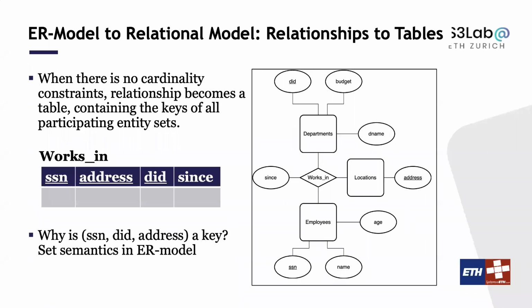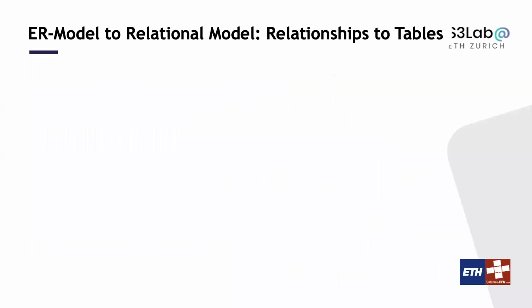So why is this a key? First, it is set semantics, so I cannot have duplicates here. And also, because I do not have cardinality constraints, I'm actually allowing essentially all the possible combinations, like the cross product between SSN, address, and department ID, because I don't have a constraint. So the best thing you can do is for the combination of these 3 attributes to become the key.